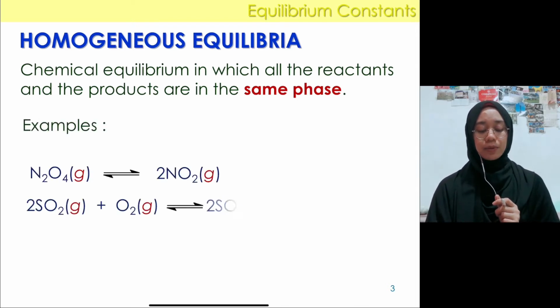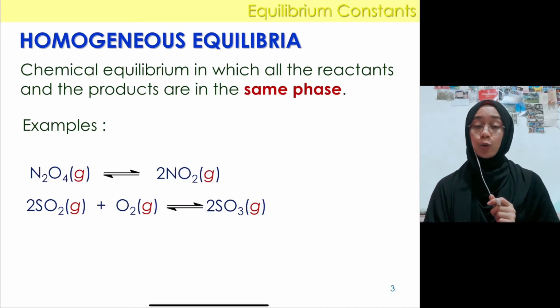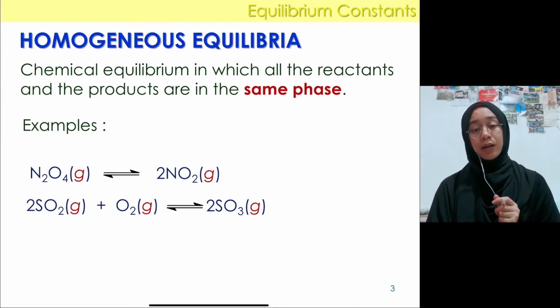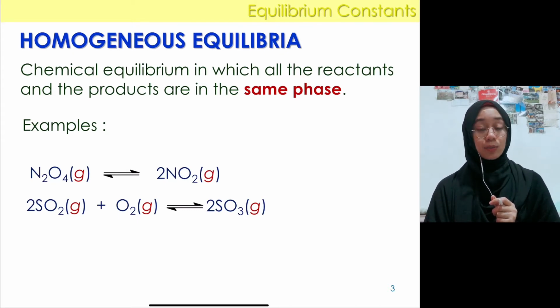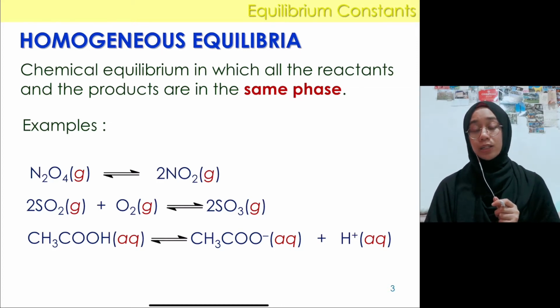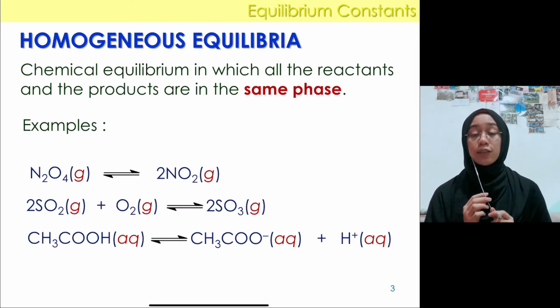So for example here, let's say kita ada N2O4, which is a gas, menghasilkan NO2, which is also gas. And the second one, kita ada SO2 reacts with O2, menghasilkan SO3. Semuanya adalah gas juga. And then we also have carboxylic acid. Okay, carboxylic acid menghasilkan acetate ion and also H+. So as you can see, AQ kat situ stands for aqueous.